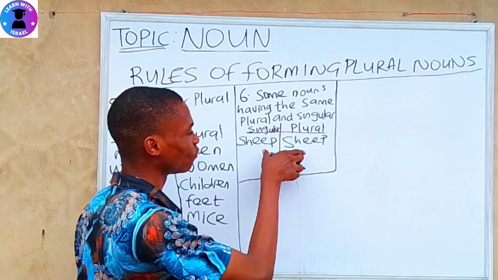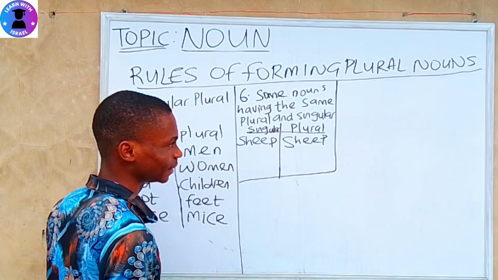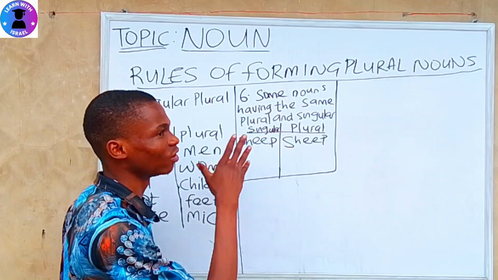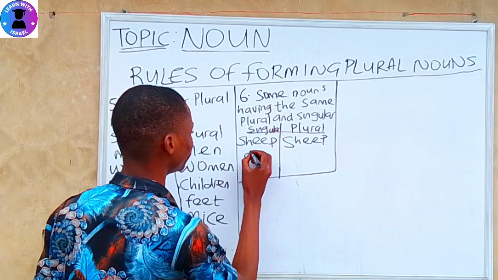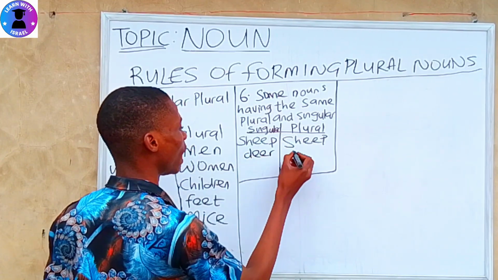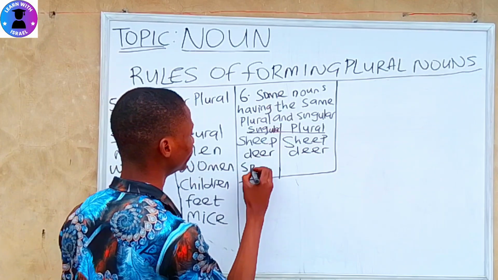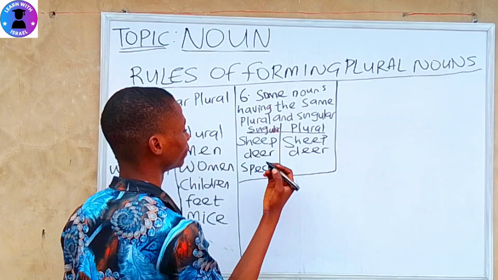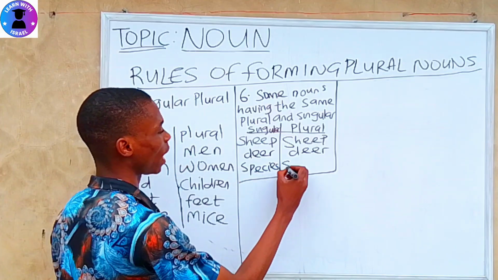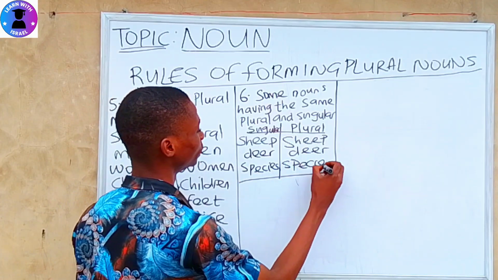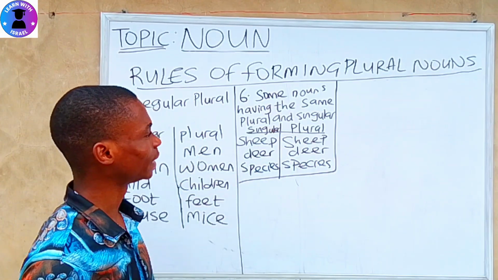And you need to know this kind of word, so you won't have to add s when given this kind of question. We have deer. Deer is an animal, and we have deer. And the plural is also deer. We also have species. Biology. And the plural is also species. So I want you to be very attentive.